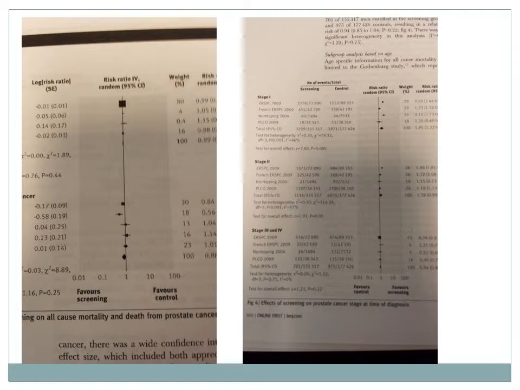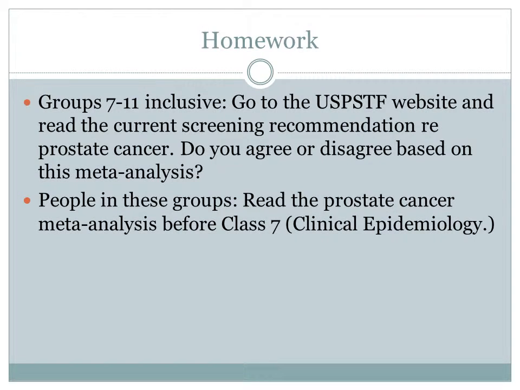And indeed, you'll see when you look at the U.S. Preventive Services Task Force website that it's a little bit unclear what we do about screening. So if you are in groups 7 through 11, I want you to go to the USPSTF website and read the current screening recommendations on prostate cancer. And I'm very sorry. I'm sorriest for the people in these groups because prostate cancer is a difficult one. And many physicians in primary care are kind of frustrated with these recommendations. So see whether you agree or disagree based on what this meta-analysis found. And the people in these groups, I want you to read this meta-analysis before class 7. You'll do an in-class activity based on this.